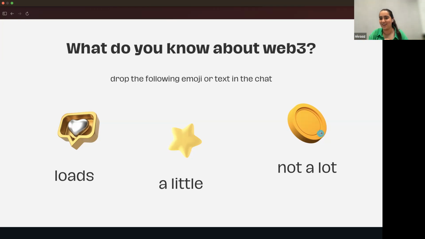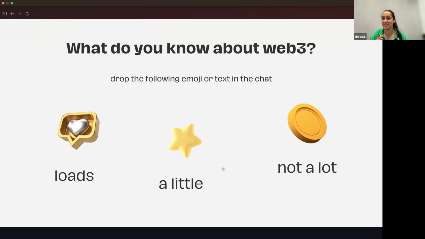I don't know what I know. Yeah, I feel the same way. Awesome. So we've got lots of stars and coins. That's awesome to know. I would definitely sit between these two as well.